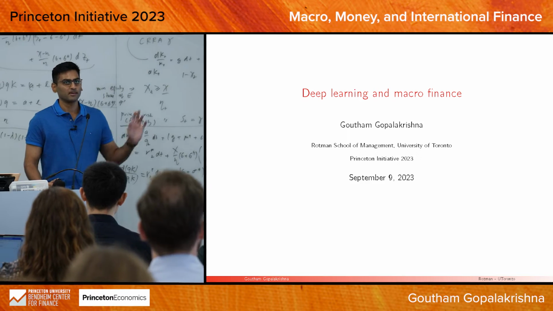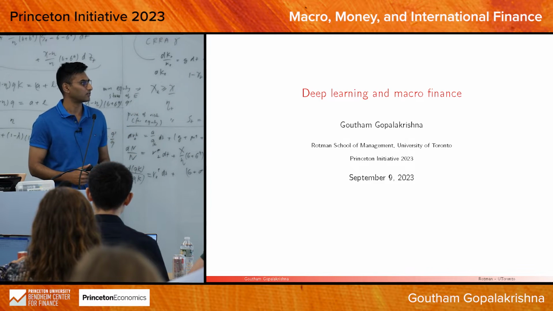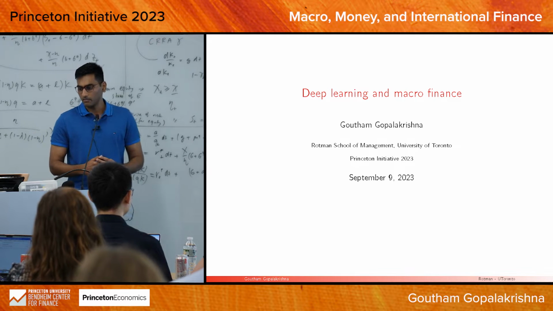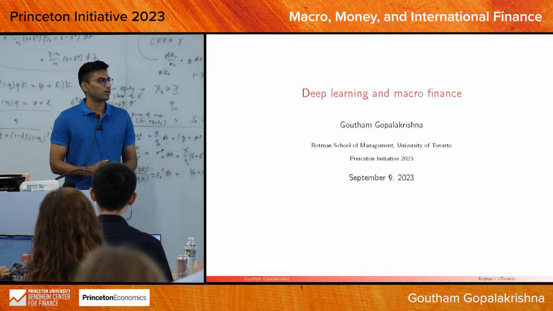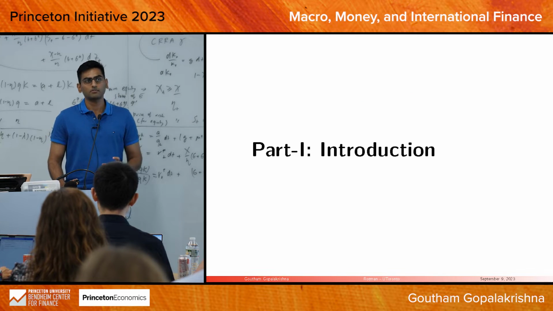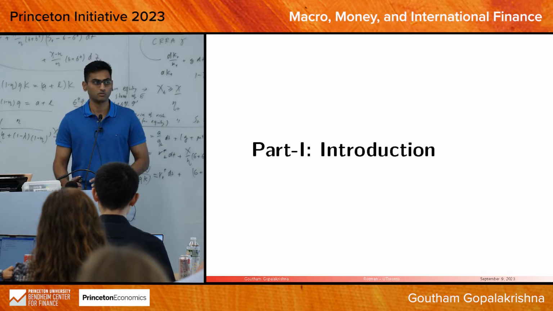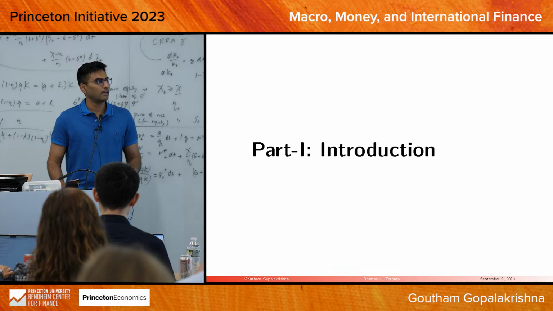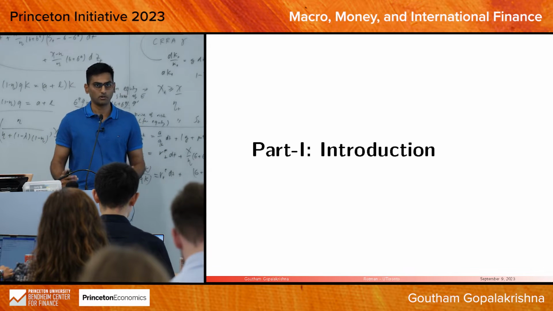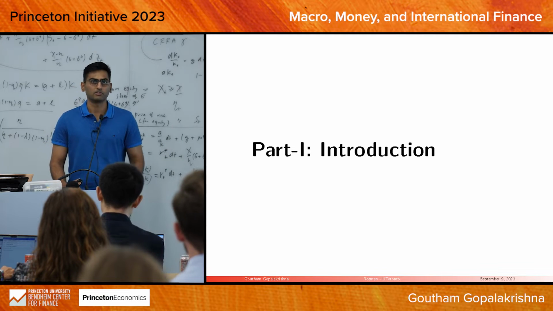For those of you who don't know me, I'm Goutham. I just graduated from Swiss Finance Institute, and I joined Rotterdam School of Management as an assistant professor. I'm going to talk about deep learning and macrofinance today. The talk is split into two parts. In the first part, I'll just talk about neural networks as function approximators. So the first part is going to be basics. And then in the second part, I'll talk about how to use neural networks to solve macrofinance models, typically the models that you saw in the lectures in this Princeton initiative.